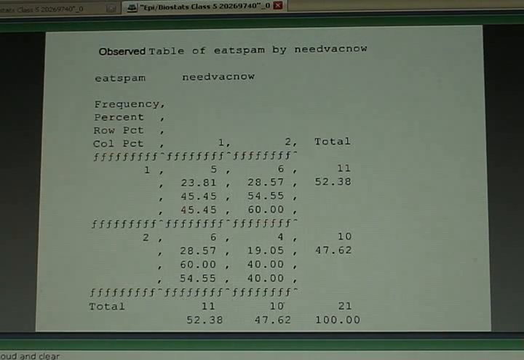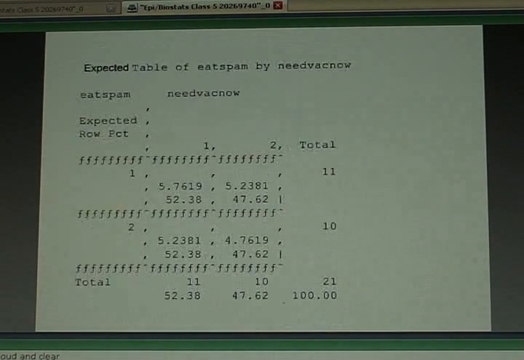That's 52.38%. The null hypothesis said that everyone should have that same risk of 52%, rather than 45% among the spam users and 60% among the non-spam users. The null hypothesis says there's one single risk, regardless whether you eat spam or not eat spam. From that, we can generate another table. This is the expected table.